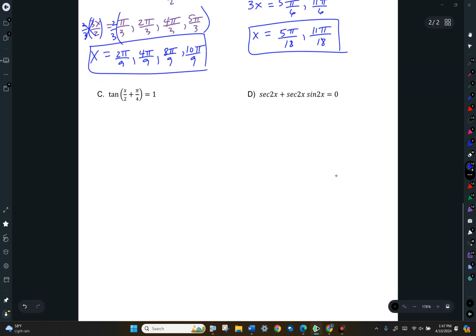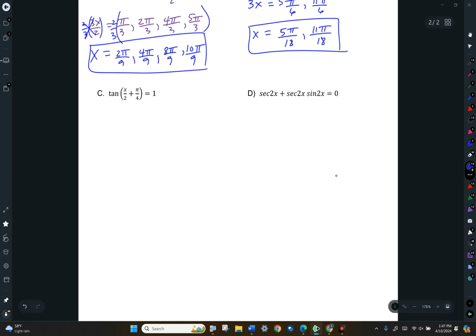Okay. Oh my, what about letter C? Well, is the trig function by itself? Yes, it is, because notice this whole thing is the angle, right? That whole thing is my angle. So for what angle does the tangent equal 1? Well, those are the pi over 4 reference angle. Tangent's positive in first and third, so pi over 4 and 5 pi over 4.